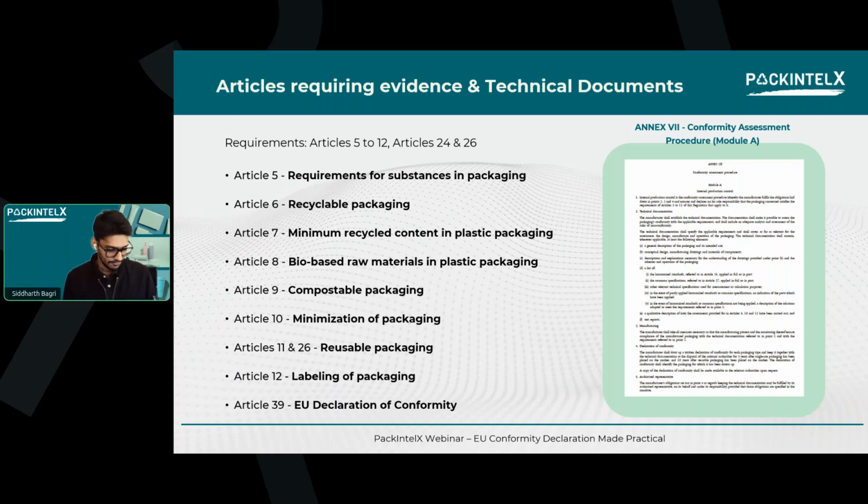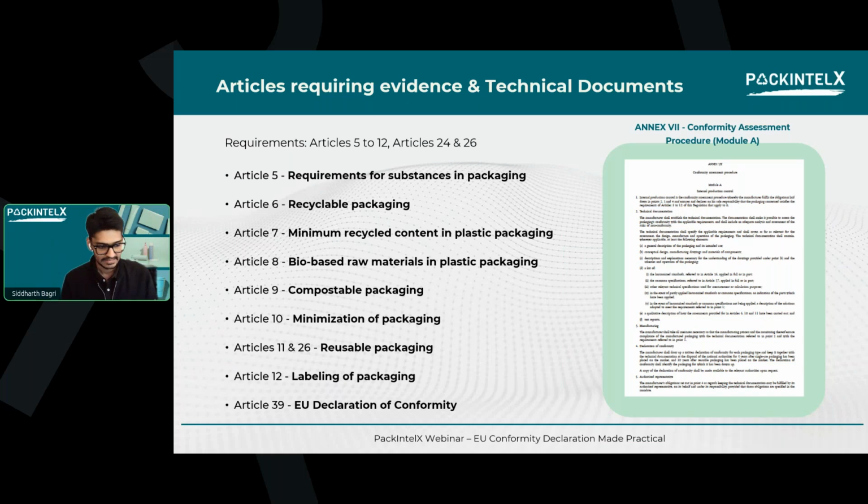Article number 10, extremely relevant for all of us, minimization of packaging. Whenever we are using packaging with thick walls, we are using false bottoms, or we are using transport packaging with a high empty volume ratio, these kind of packaging are really high in volumes, and they need to be minimized in future. So this is also going to impact us in 2030, Article number 10. Article 11, reusable packaging, we'll go into detail. And Article 12, labeling of packaging.